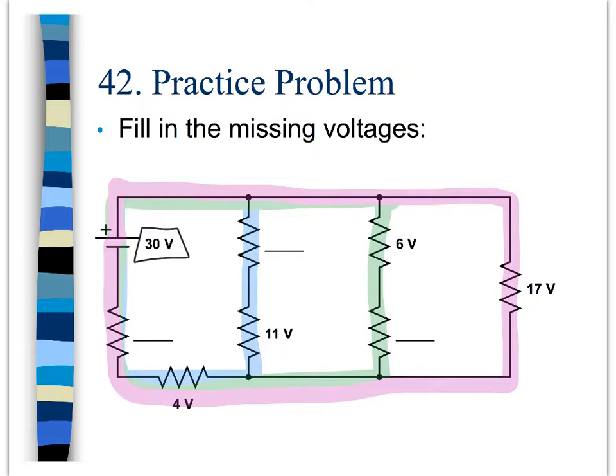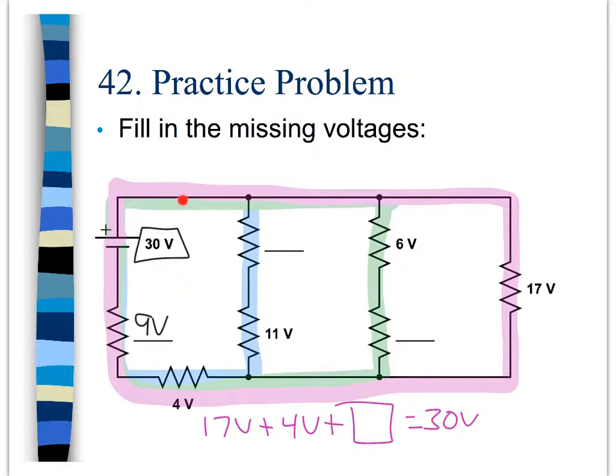And for that one, as we go around, we have 17 volts, 4 volts, and then a blank here. So 17 volts plus 4 volts plus this missing resistor that we see right here has to add up to 30 volts. And so if I do my math, I find that this missing one here is just 9 volts.